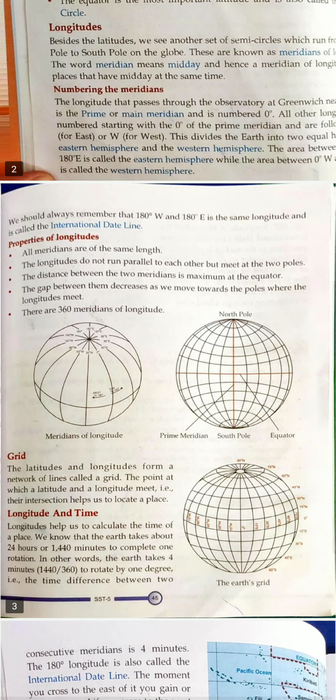Coming to grid. What is a grid? The network of lines formed by the latitudes and longitudes is called a grid, and the point of their intersection helps us to locate a place.